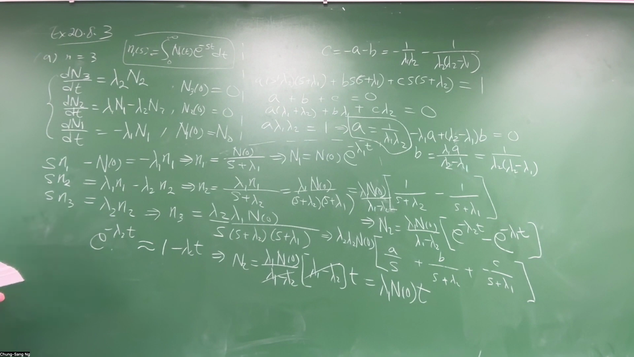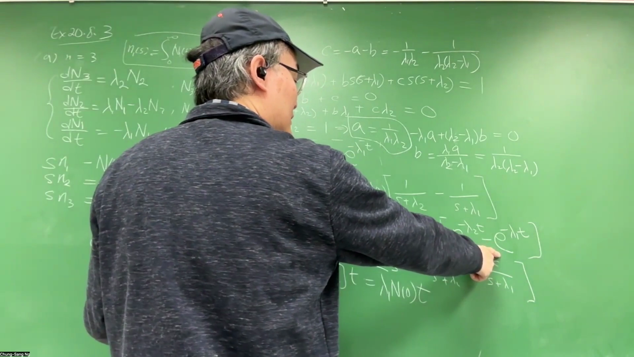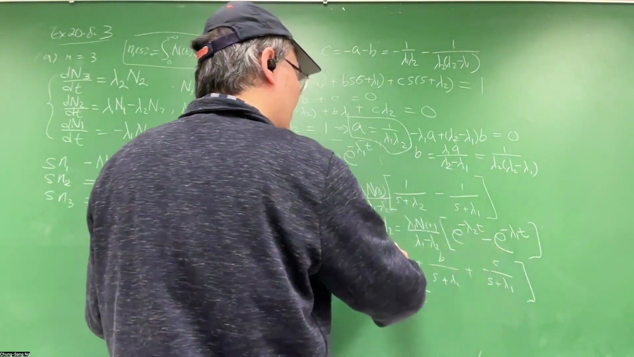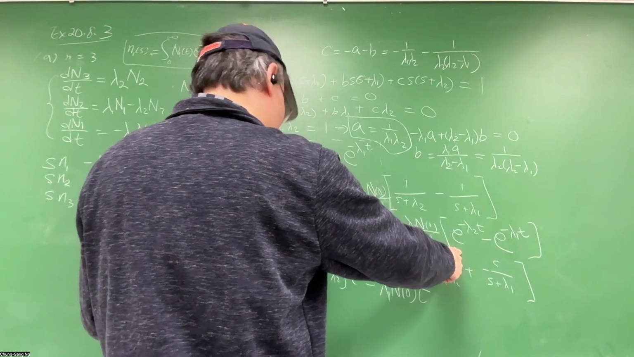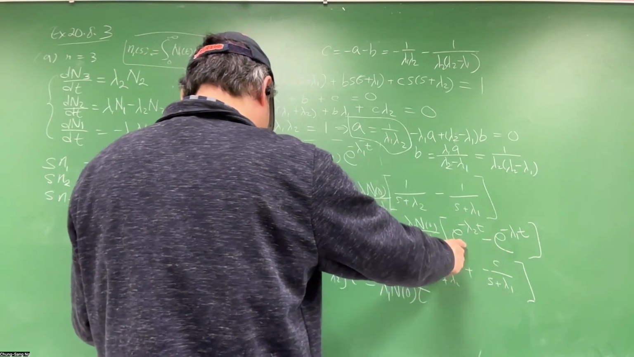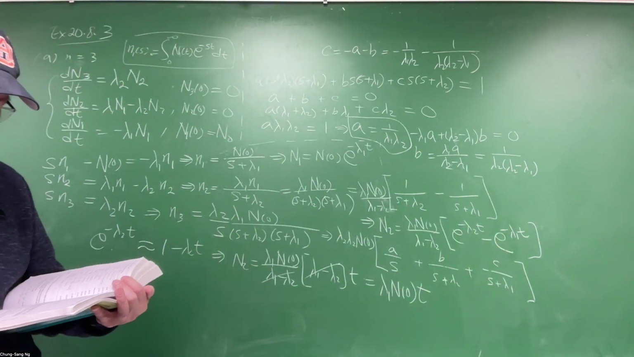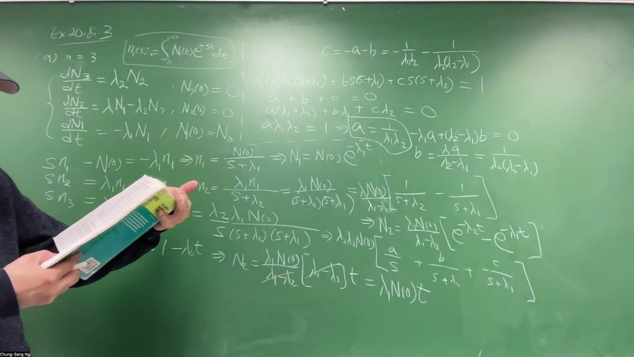Okay, part C is to find the approximation for n2, n3 for large t under the condition lambda 1 much larger than lambda 2. So for lambda 1 much larger than lambda 2, this one decays much faster, so you get rid of this one. And for the other way around, for lambda 2 much greater than lambda 1, you only have this one, right? So that's kind of straightforward.